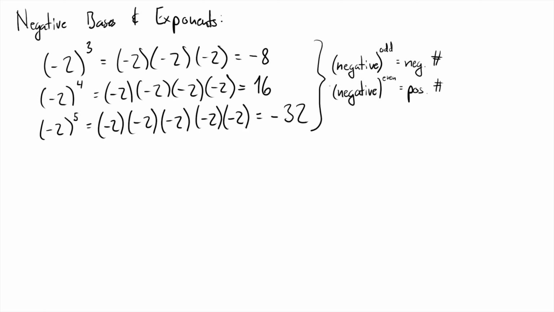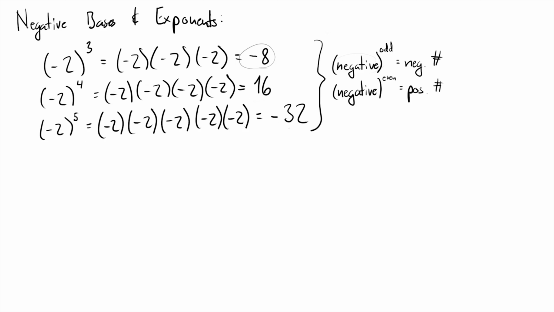That makes sense if we take a look at our examples here. I have negative 2, that's a negative base. I have an odd number as the exponent, so I should get a negative number as my answer. And lo and behold, I get negative 8. If we go on to the next one, negative 2 to the exponent 4, I have a negative base with an even exponent. Well, I get a positive number, in this case positive 16.